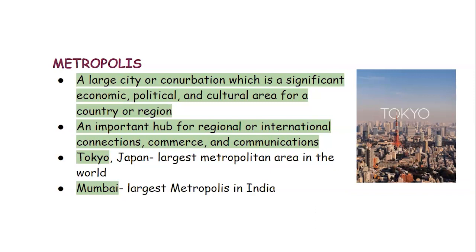Like an example is Tokyo. So Tokyo in Japan, it is the largest metropolitan area in the world. And when we consider India, Mumbai is the best example to explain metropolis. So the largest metropolis in India is Mumbai. So that's it. That's about metropolis. It is a large city which is a significant economic, political, and cultural area for a country or region.